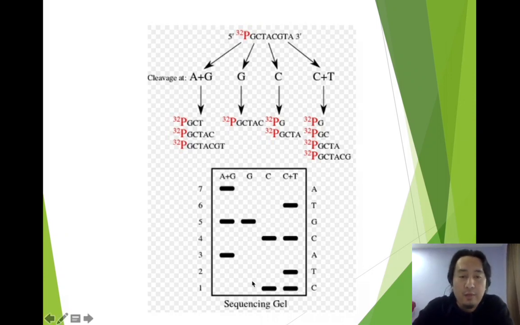So when you have this positive radiogram, you label it. The first lane is A plus G, the second one is only G, the third one is C, and the last one, the fourth, is C plus T. You have to read from bottom to up, like this. So the first one is C, sorry.